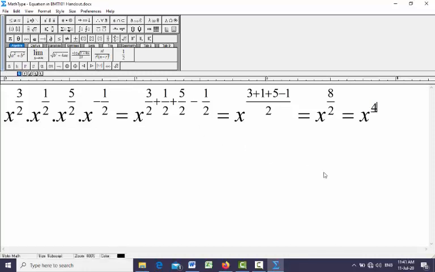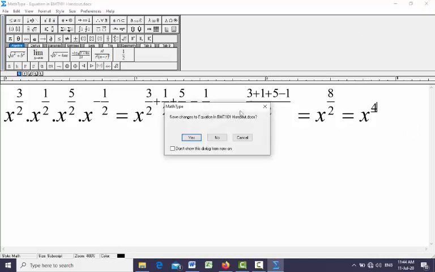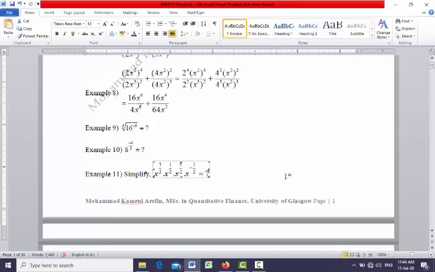So that's the solution. Let me check again if I have typed correctly or not, because whiteboard is easy. It's difficult to type in MathType, and typing math equations is not so easy, so you may make mistakes. I need to check again if I have typed correctly. So right, correct, and then 3 plus 1 is 4, 5, right, 8 by 2 is 4. Yeah, that's correct. So that's the solution of example number 11.